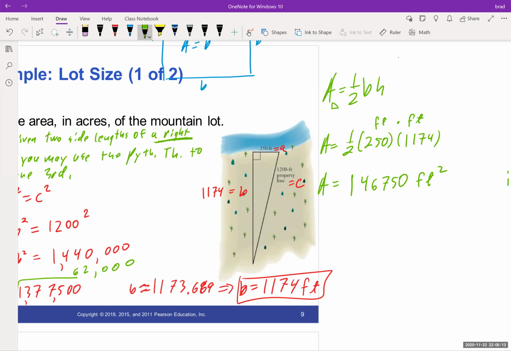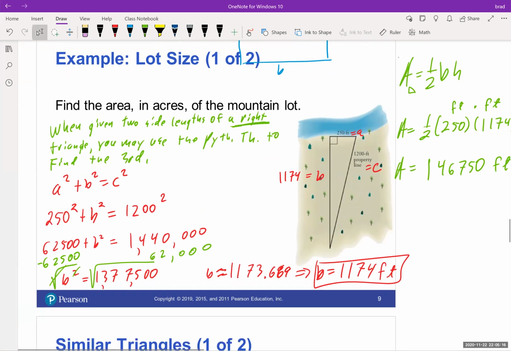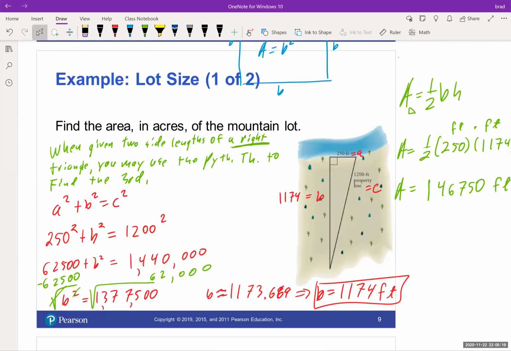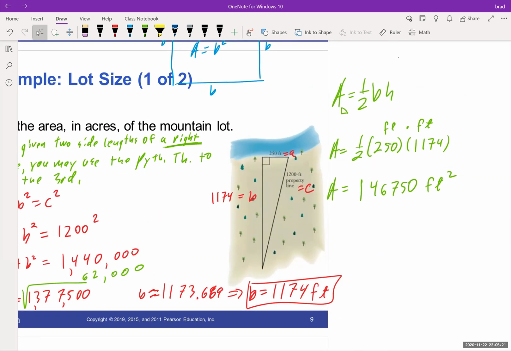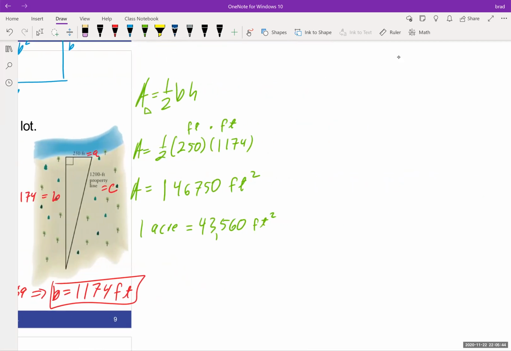Okay. Now the problem says, let's see here. Find the area in acres. So that's the area in square feet. Now to convert to acres, 1 acre is worth 43,560 feet squared. Now this is something I don't know. I have to look this up as well. So remember our little conversion. If two things are equal, then I can find the area in acres.